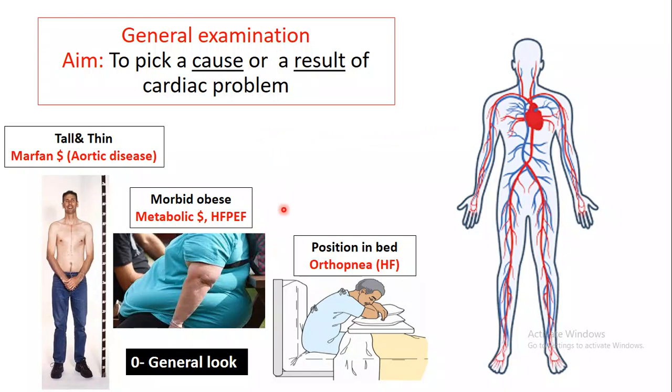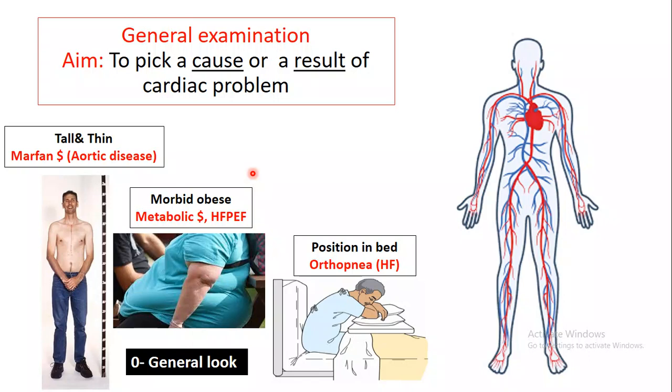This actually starts from the first look at the patient. If we have a patient, for example, a tall and thin one, we should suspect something like Marfan syndrome, which is linked with aortic disease. Also, if we have a patient with morbid obesity, we might expect the presence of metabolic syndrome.